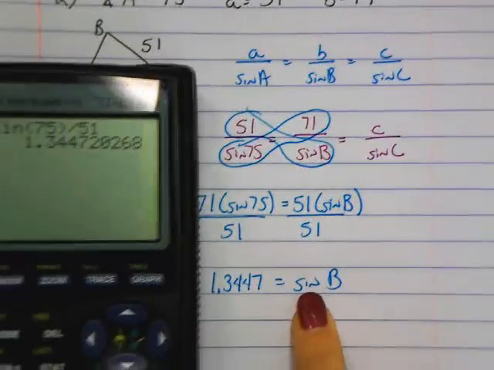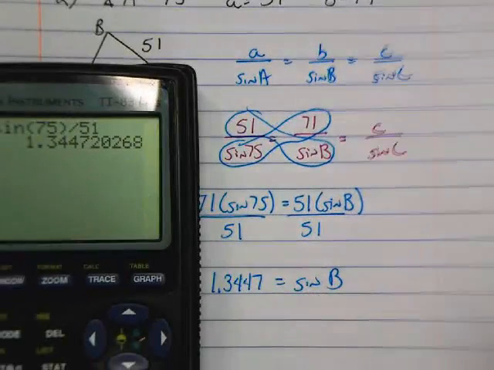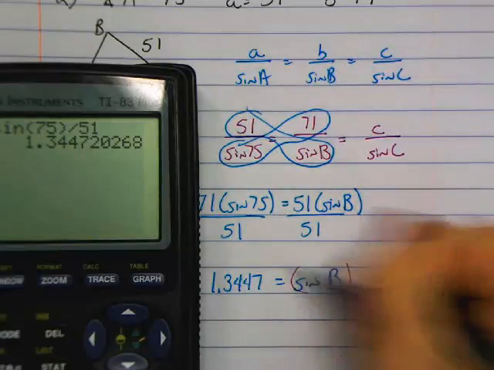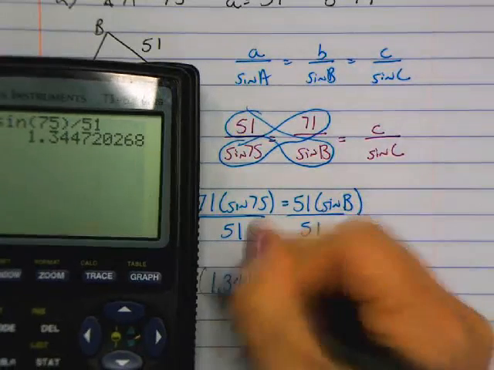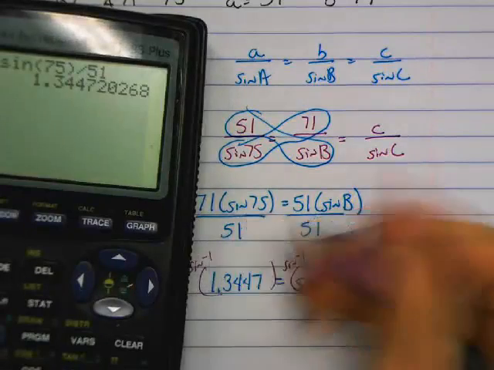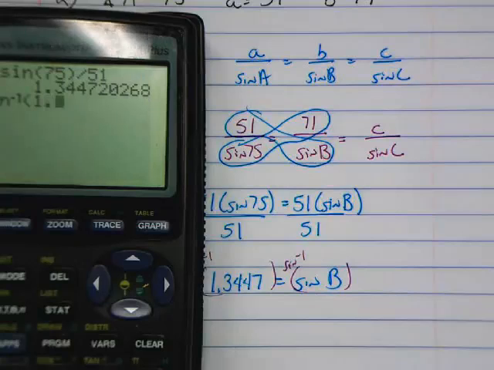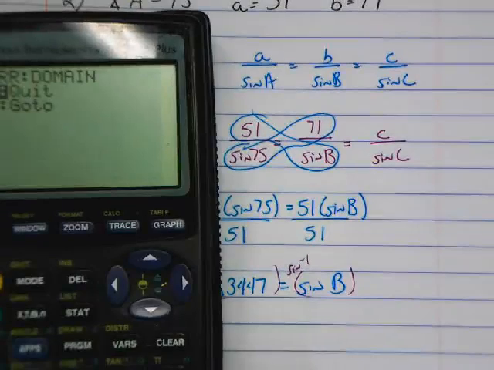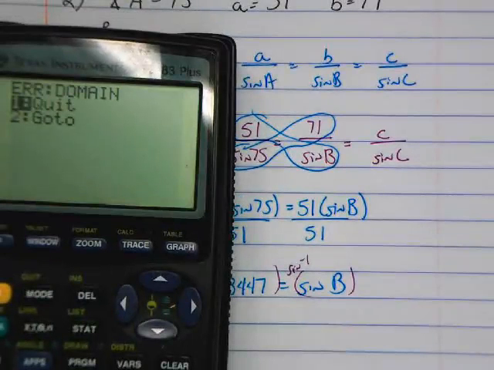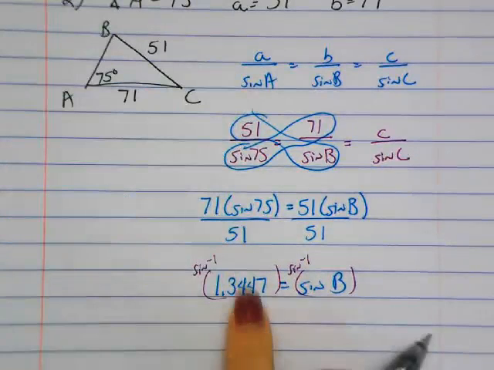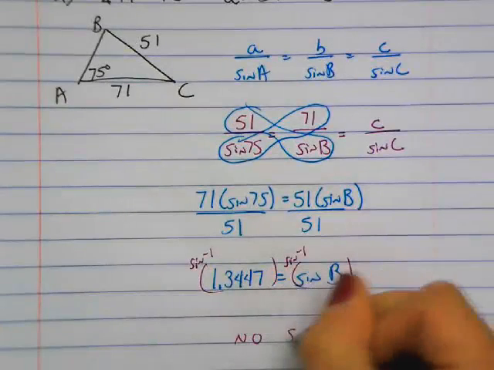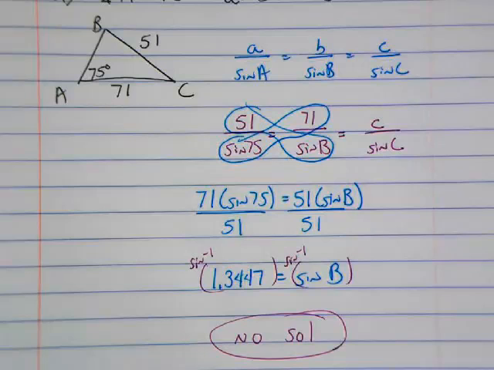How do you get B by itself? I'm going to go ahead and take the inverse sine of both sides. So when I hit inverse sine of 1.3447, I get an error. The reason you get an error is because what does sine oscillate between? Positive 1 and negative 1. So this is too big. So you have no solution. So this is a triangle that doesn't work.